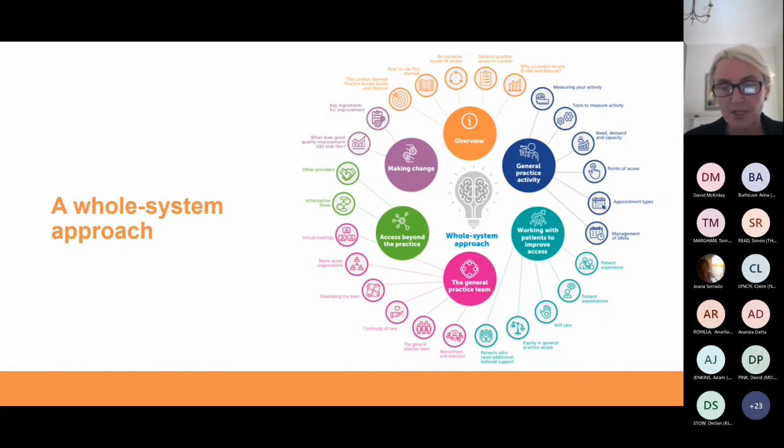We know it's really hard. It's really difficult to achieve. There's not a one size fits all, and we're all in a slightly different place depending on our team, our patients and our practice makeup. So what we've tried to do with the guide and manual is pull together all the right information, best practice, research, resources, and pull it into one place to try and do some of the heavy lifting for practices so you don't have to start from scratch.